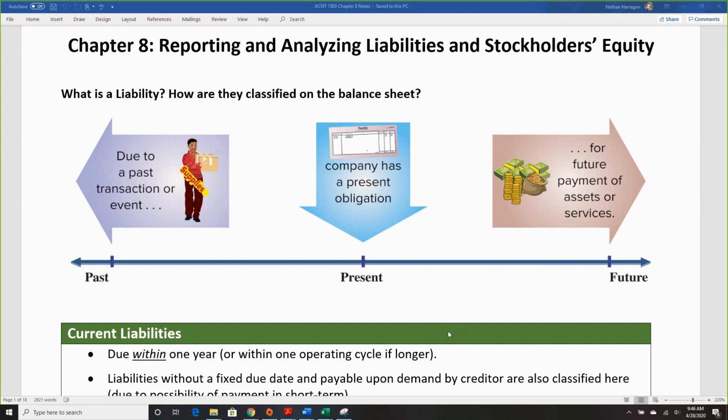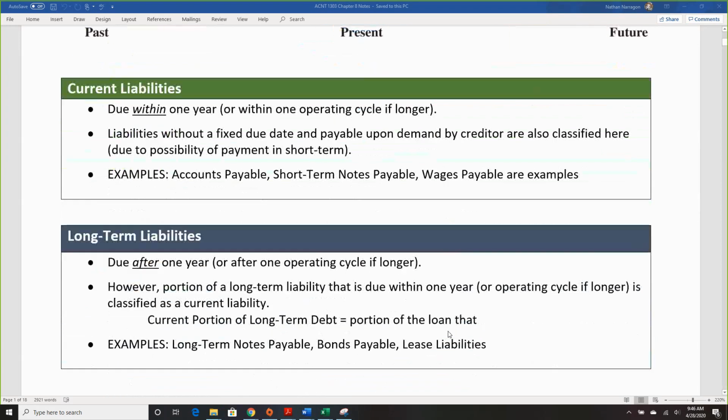So when we look at liabilities themselves, there's definitely two types that we focus on. Current liabilities, which are again due within 1 year. These are going to be mostly our accounts payable, short-term notes, wages payable, anything that we can pay off, again, within a year. So we'll always focus on a 1 year period.